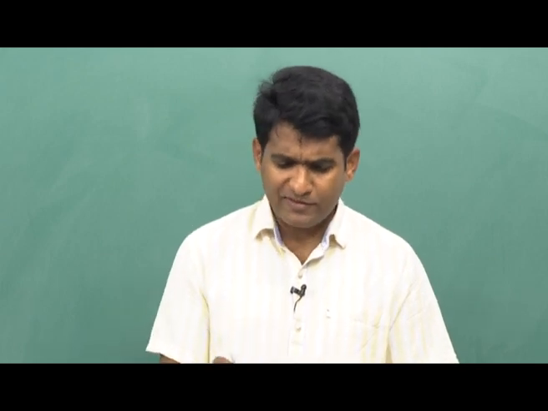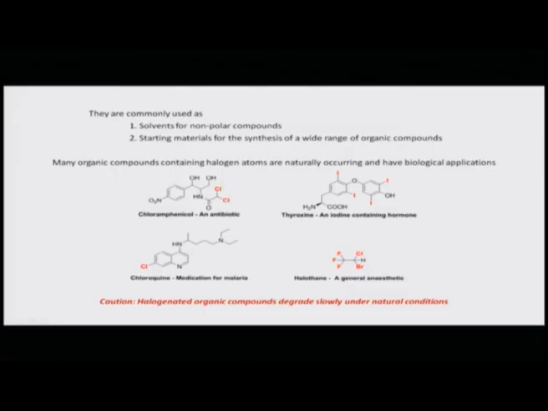So I have a few examples listed here. You would find that these are also some of the examples that you would find in your book as being mentioned as organic compounds that contain halogen atoms. So first of them here is chloramphenicol.